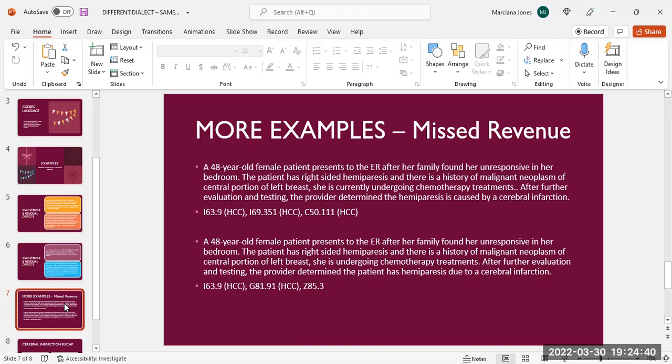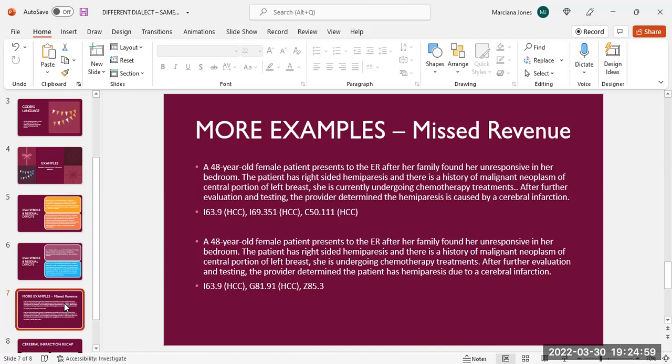So let's read it again. The same exact example, but this time, these codes are wrong. But let me tell you how they can look right and appear to be right. And that's why risk adjustment coding is so different. It's important to learn and to know if you're going to be a risk adjustment coder. So I'll read it again.